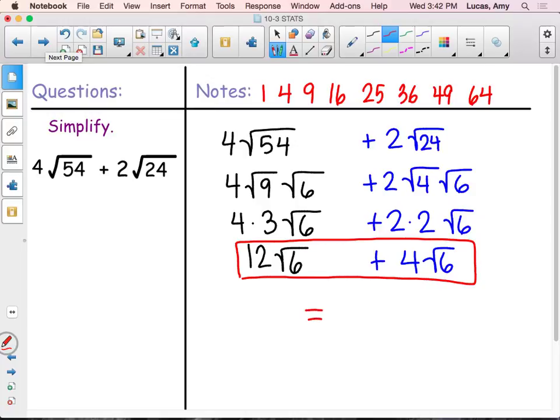So I can add together 12 plus 4, and I get 16 times the square root of 6 for my final answer. So I simplified each of the square roots because they were not perfect squares. And when they were in simplest radical form, they did have the same number underneath the square root. So then I could combine them together.